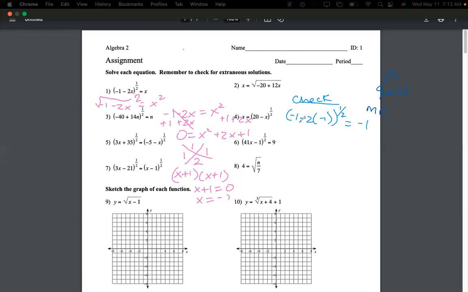Okay, so let's simplify this. What's -2 times -1? 2. What's -1 plus 2? +1, right? And then what is the square root of +1? Is 1 equal to -1? No. So that's going to be no solution. Notice how, even though we solved for something, when we plugged it back in, it didn't work. So that's going to be no solution.